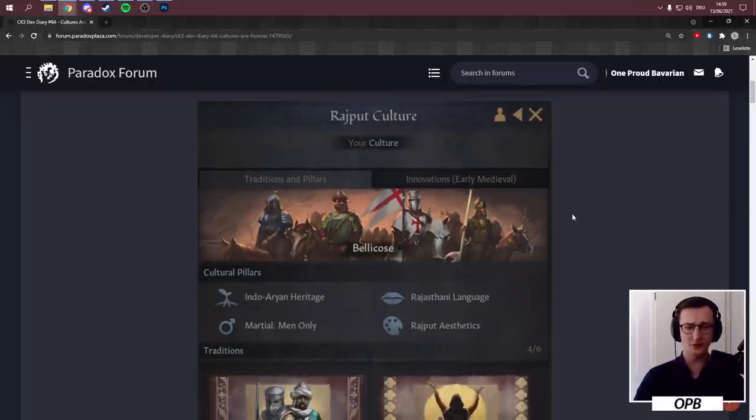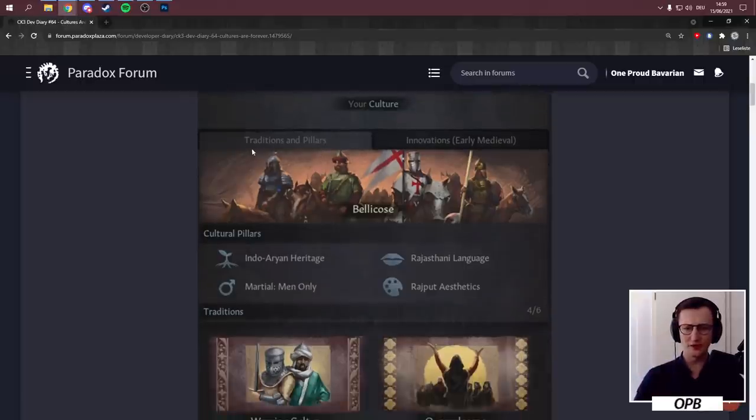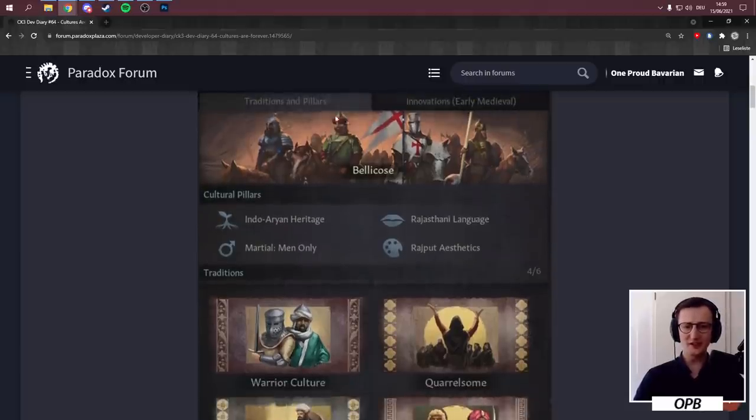This is what the new culture screen will look like. So here we have the Rajput culture, in the Indian subcontinent. We have traditional pillars, then we have the innovations that we know. Currently we are obviously in the early medieval period, but as you can see, this is the new screen. If you switch right here, you will see the innovations as we know them, and right here we have the traditions and pillars. So this is the ethos of the culture. It is bellicose, so it is a result of their material existence, basically.